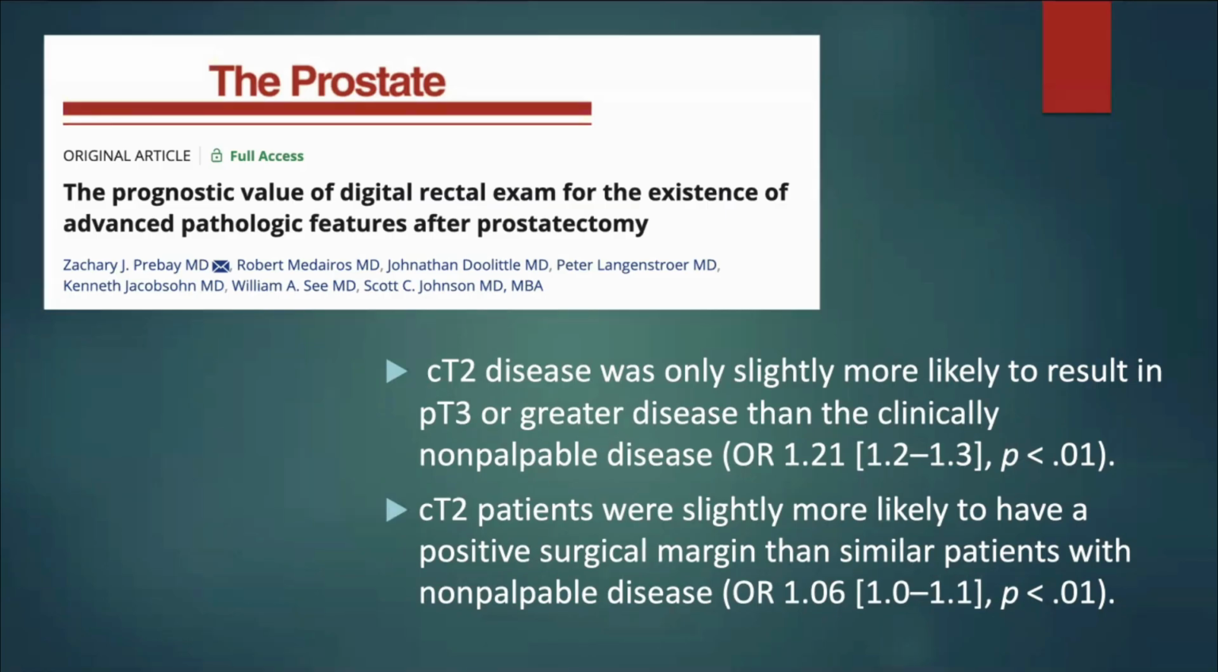So if you had clinical T2 disease as assessed by DRE, this was only slightly more likely to result in pathological T3 or greater disease than clinically non-palpable disease. And if you had clinical T2 disease, these patients were only slightly more likely to have a positive surgical margin than those with non-palpable disease. So this would suggest that DRE may continue to provide some information and insights into more advanced disease. However, its utility in detecting local extent of prostate cancer for the majority of patients is more minor.